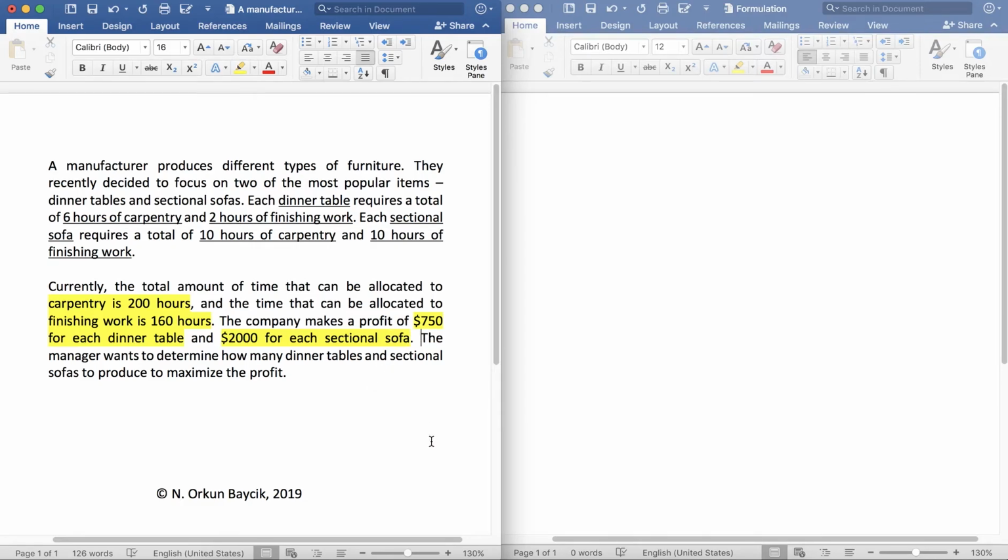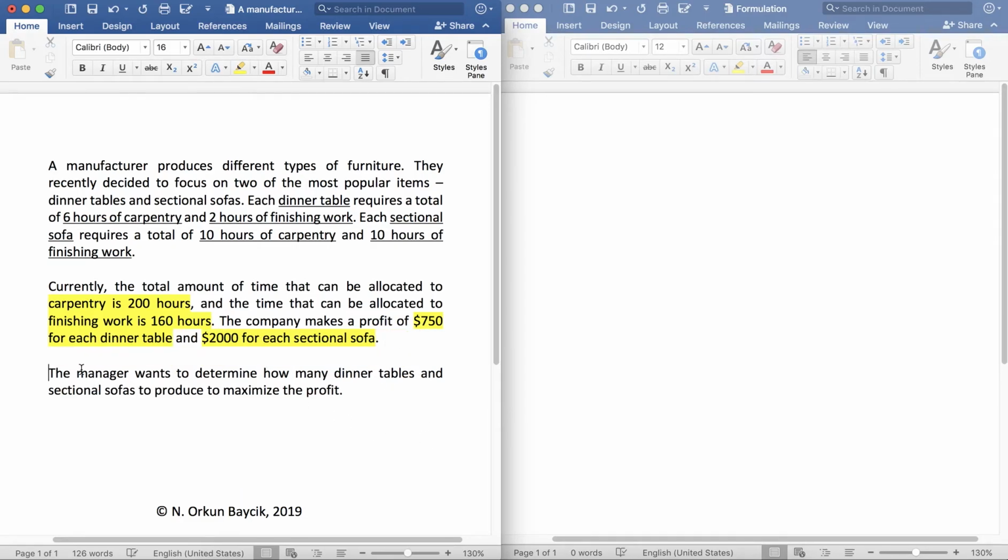I'll just create a new paragraph with it. The manager wants to determine how many dinner tables and sectional sofas to produce. Okay, so determine is the keyword. How many dinner tables and sectional sofas to produce? So this sentence starts by telling you what our main decisions are. Okay, so we want to determine how many dinner tables to produce and how many sectional sofas to produce. Okay, so these are important.